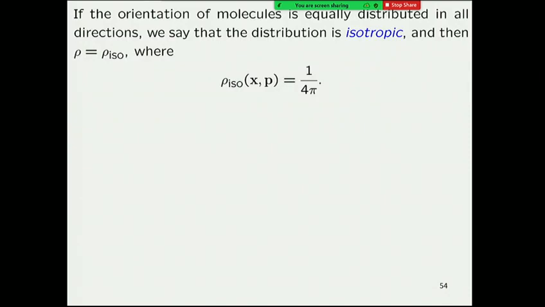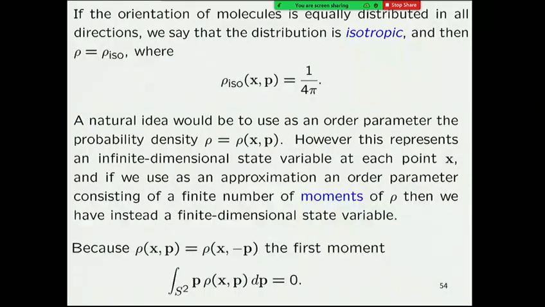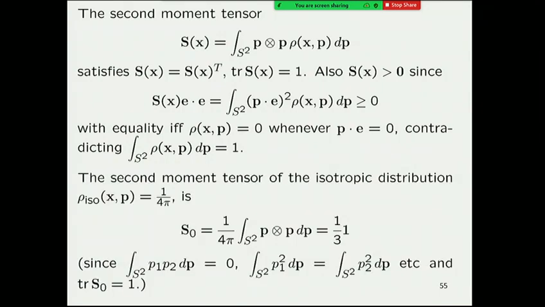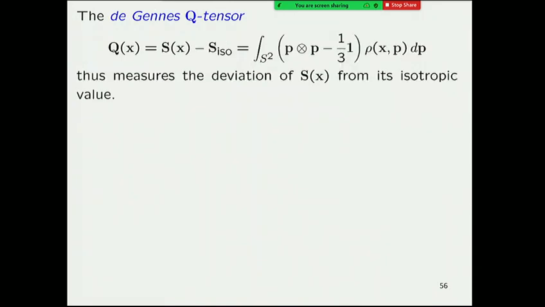There's the isotropic phase, and then we looked at the moments. The first moment of rho is zero by the symmetry of rho. And then the second moment is a strictly positive symmetric tensor, and it has trace one. And the second moment is one-third the identity for the isotropic state. And so the de Gennes Q tensor, which is the basic variable, is the difference between those two things.